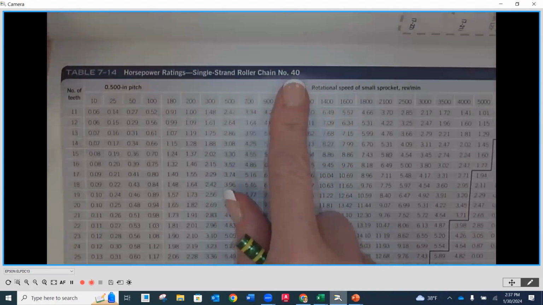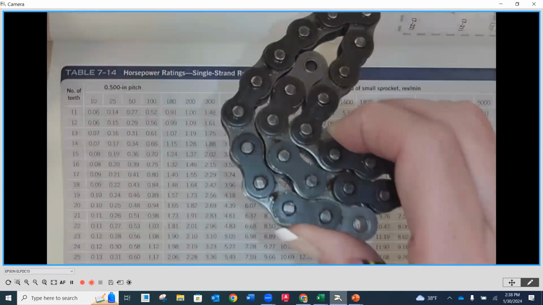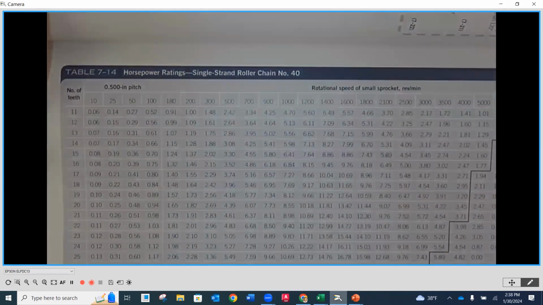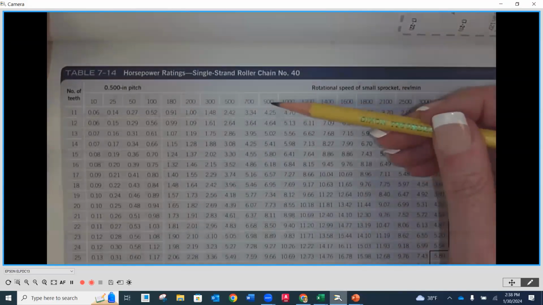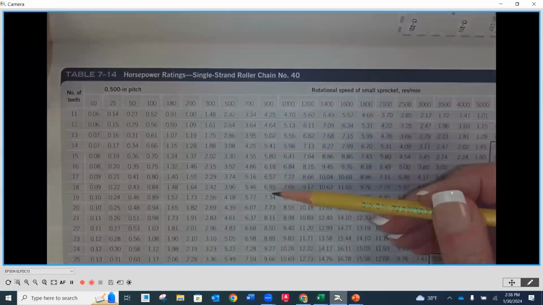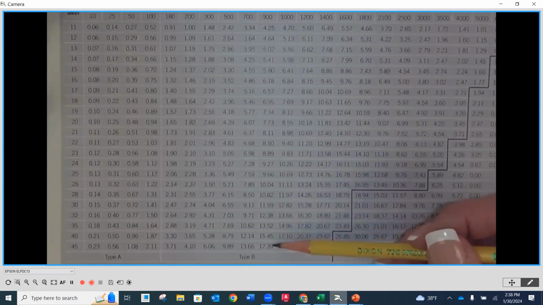The first one that we have is a number 40 chain, which is about this size that I had here. Okay, that is the size of a number 40 chain. We're going to look specifically down the column of 900 RPMs and see if we can find anything that's 21. Not, right? The chart ends at 17. So this is not a large enough chain for our application.